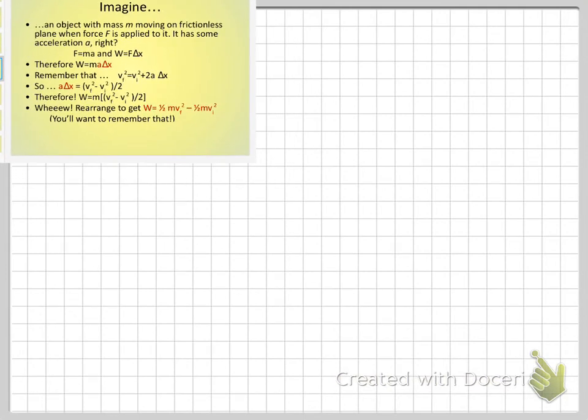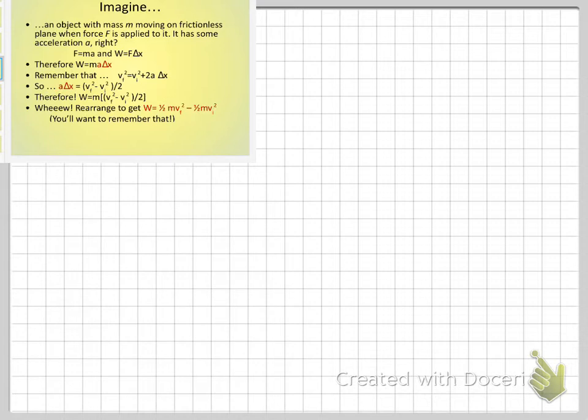So if you've got an object with a mass that is moving on some frictionless plane, when a force is applied to it, it gets an acceleration. So we're going to use the not entirely frictionless plane of my desk and this calculator. When I apply a force to the object, it moves.